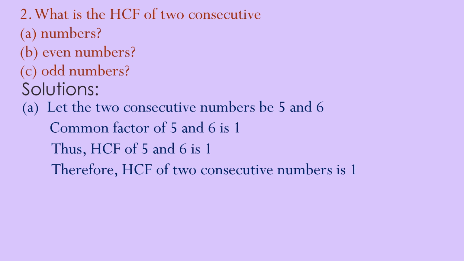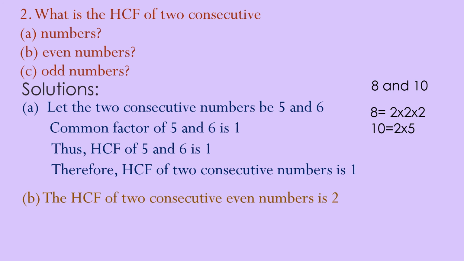The next one is, what is the HCF of two consecutive even numbers? Let us take one example. 8 and 10 are two consecutive even numbers. 8 equal to 2 into 2 into 2 and 10 equal to 2 into 5. So is there any common factor? Yes, 2 is the common factor. So HCF of two consecutive even numbers is 2.